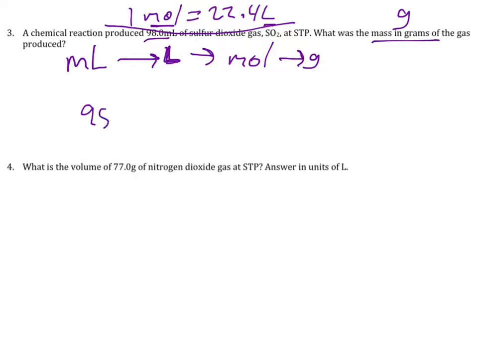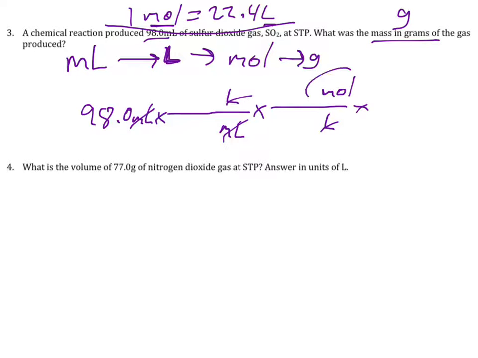And so we're given 98.0 milliliters, and milliliters go on the bottom, liters go on top, milliliters cancel, and now that we're at liters, we can now go liters to moles, and then now that we're at moles, we can go moles to grams. And so that's our setup there.